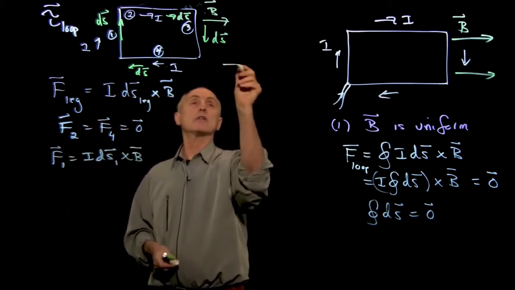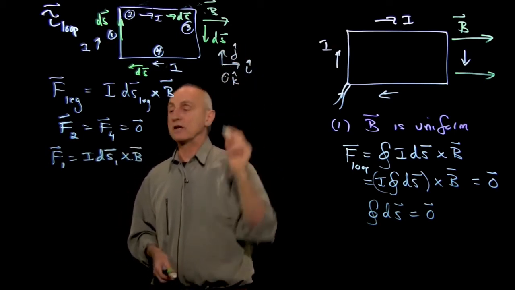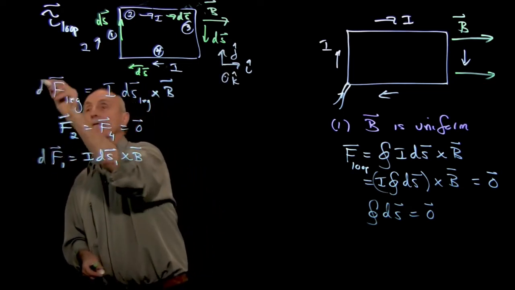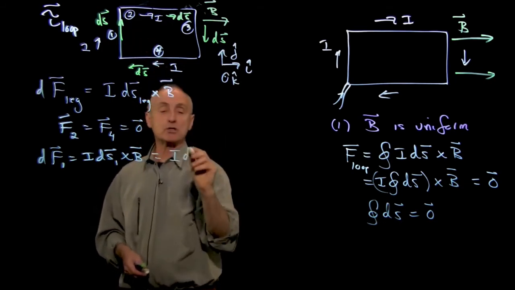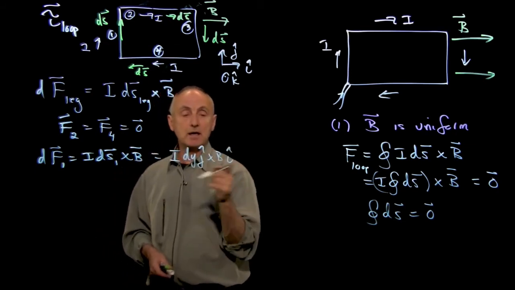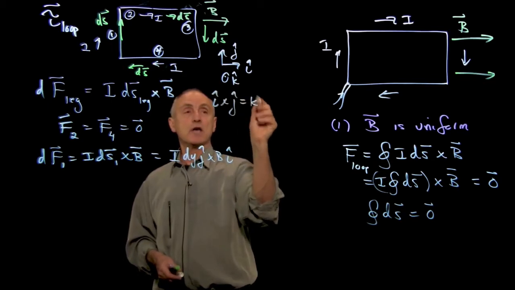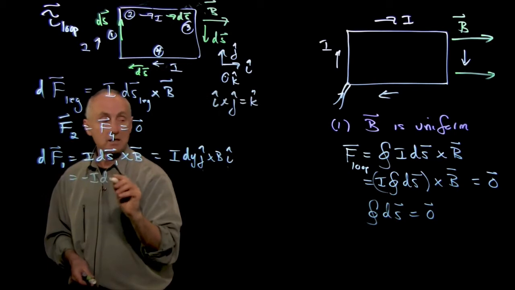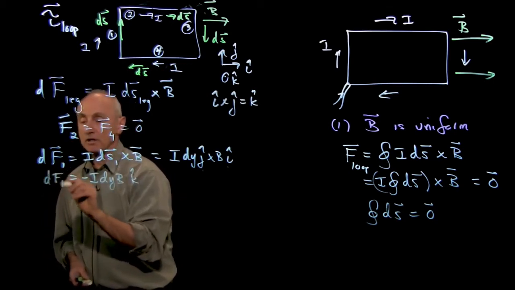And when we make a calculation like this, let's just choose a set of unit vectors to make things a little bit easier. That's our little dF. And we get I. Now here we're going in the j direction, dy j hat cross B i hat. And when I take j hat cross i hat, remember i hat cross j hat is k hat. So j hat cross i hat is minus k hat. We get minus I dy B k hat for the dF1.